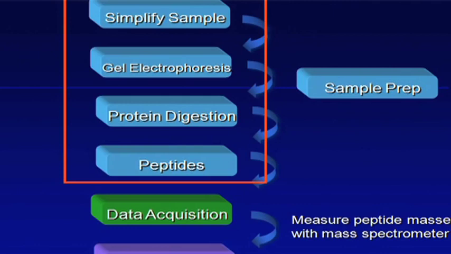But the key here is that we need to simplify the sample, and I'll talk a little bit more about why that's important in a bit. The other key step in your sample preparation is protein digestion. So we're going to talk about that in more detail right now.